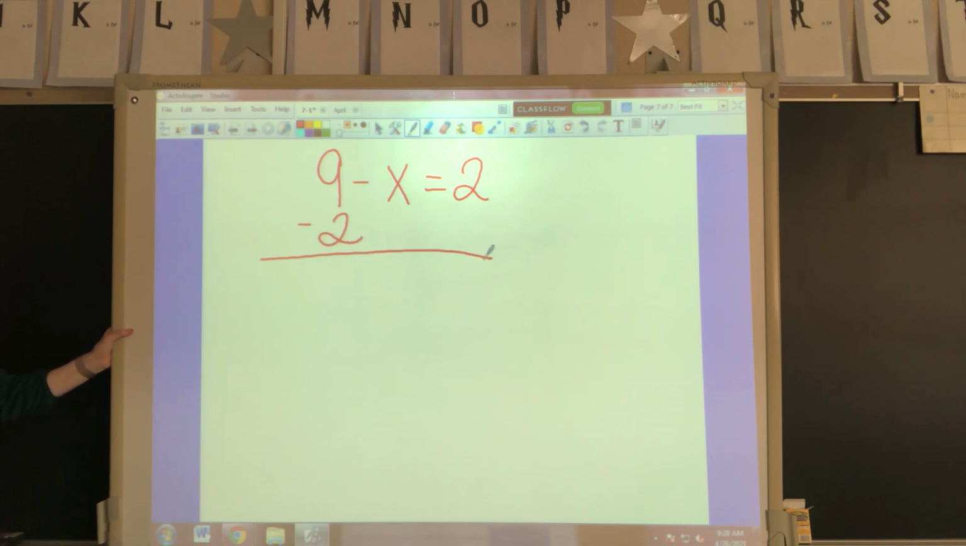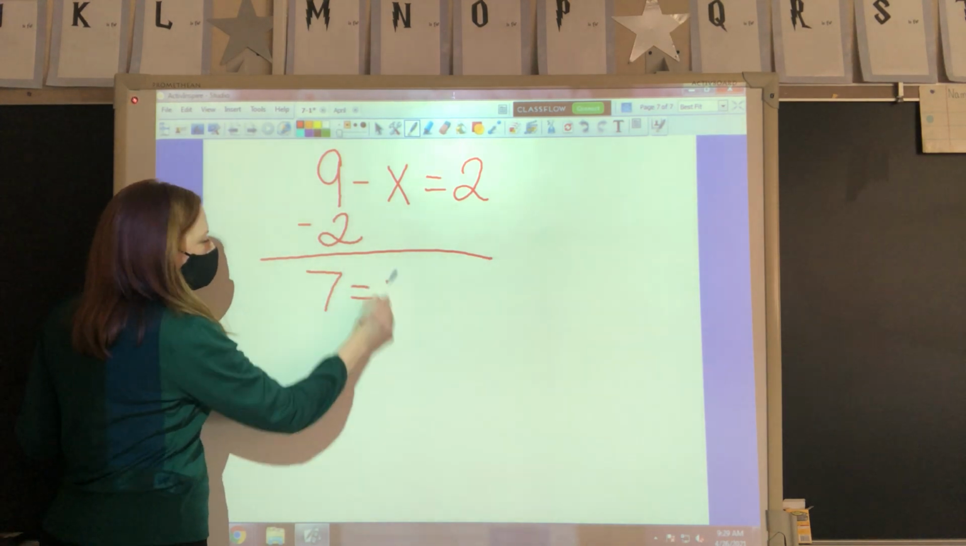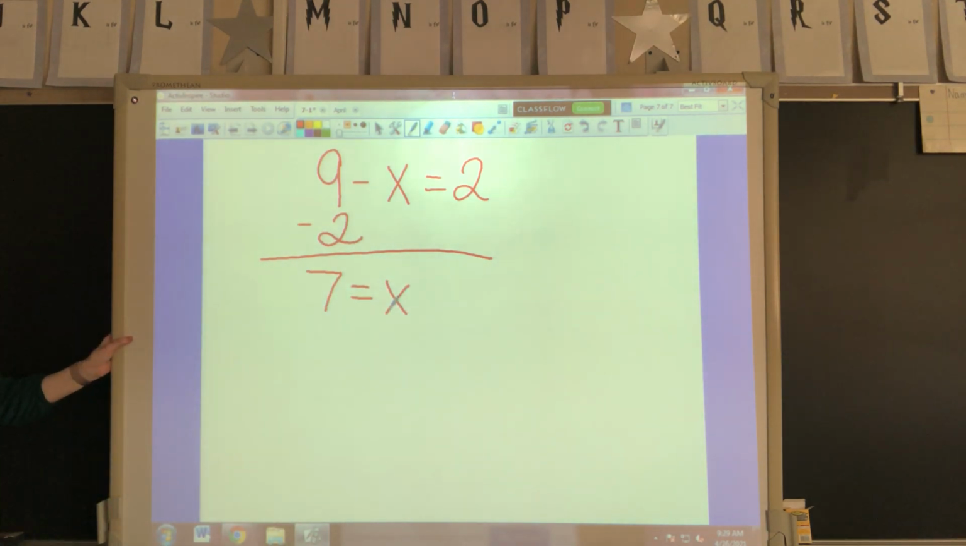So I would write this down in your notes if you haven't. You have to take away the other number when the subtraction sign comes after that first number. So what is 9 minus 2? 7. All right? So now we're going to plug it in to see if we're right.